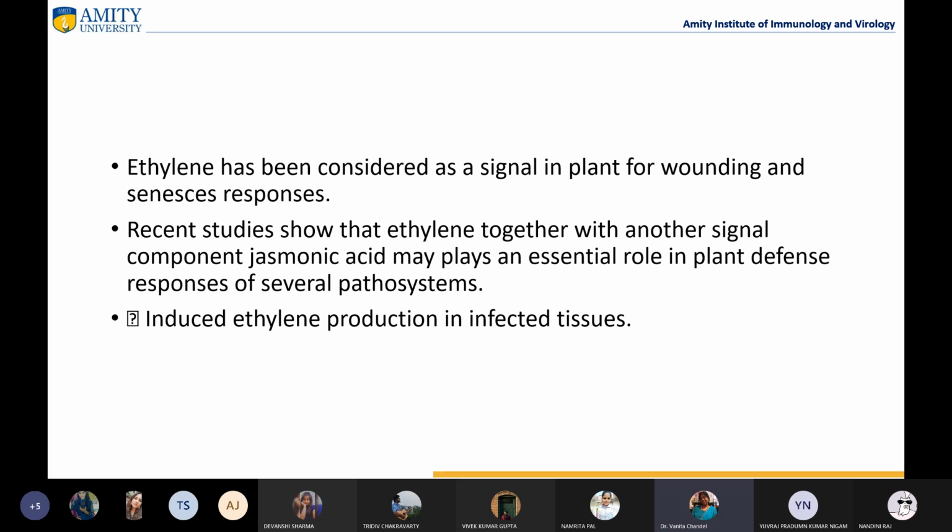Ethylene has also been considered a signal in plants for wounding and senescence response. If plants are wounded, ethylene is produced, or in cases where plants are in the senescence stage, it is also produced, right? Recent studies show that ethylene together with another signal component, jasmonic acid, plays an important role in plant defense responses in several pathogen systems. So in infected tissues, ethylene production is induced, right?